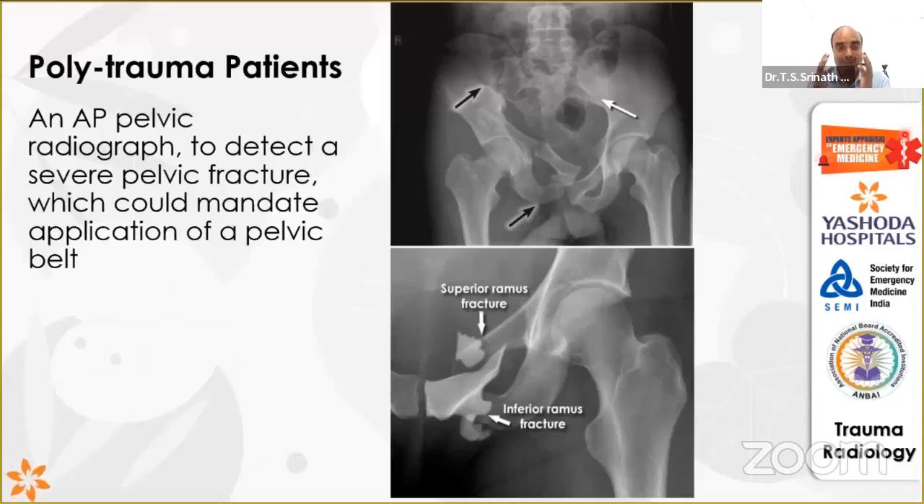At least in a conscious patient, you can rule out whether there is a C-spine fracture, or you can apply your Canadian C-spine rule, or whatever you want. Next slide, please.